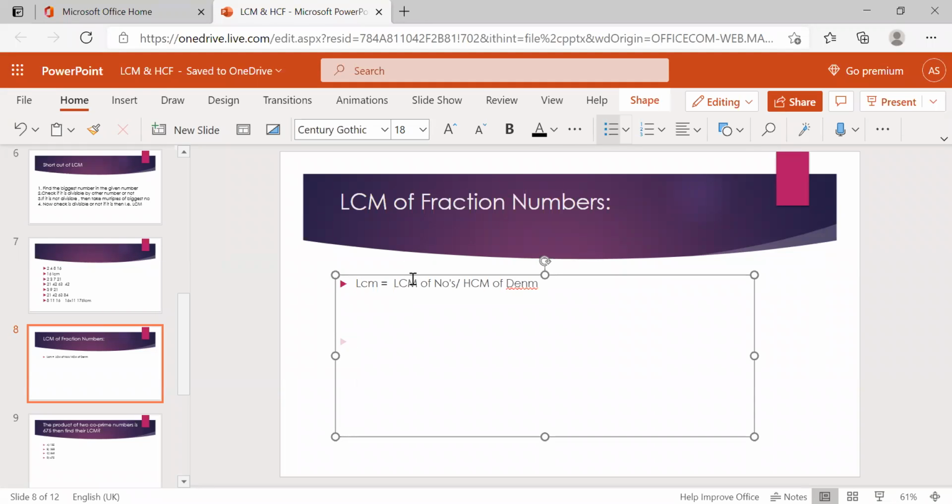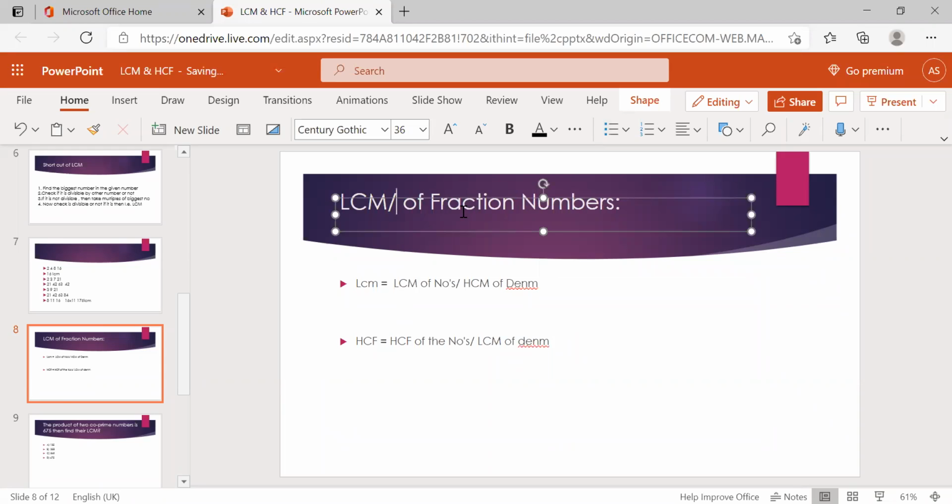Then the HCF of fractions is equal to the HCF of the numerators divided by the LCM of the denominators. So these two are the formulas for the LCM and HCF of fraction numbers.